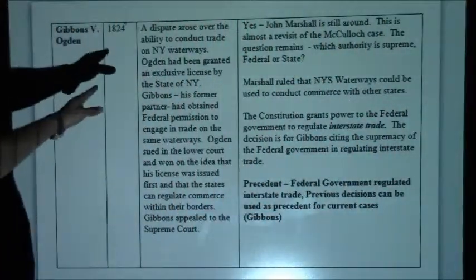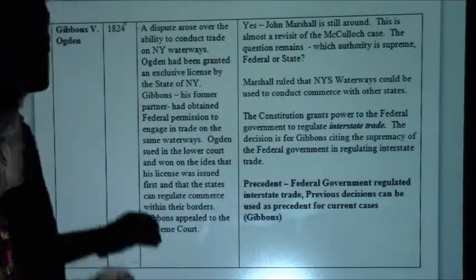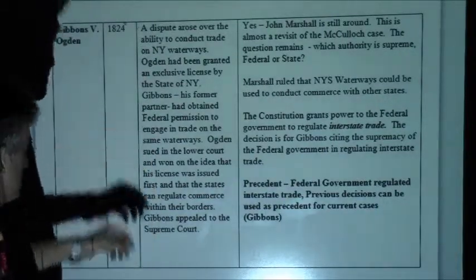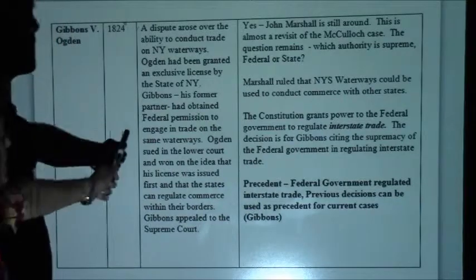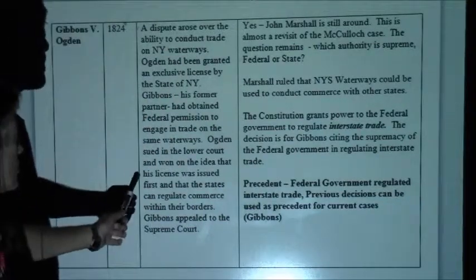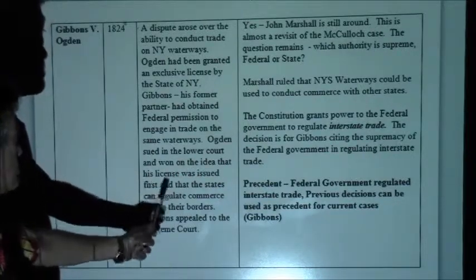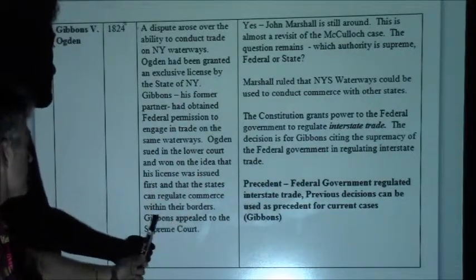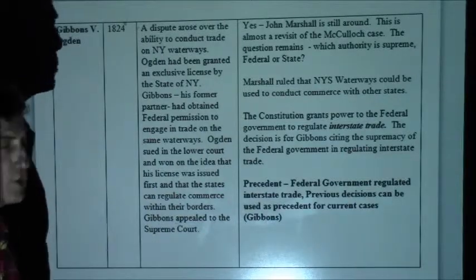So, a dispute arose over the ability to conduct trade on New York waterways. Ogden had been granted an exclusive license by the state of New York. Gibbons, who had been his partner, had obtained federal permission to engage in trade on the same waterways. Ogden sued in the lower court and won on the idea that his license was issued first and that the states can regulate commerce within their borders. Gibbons appealed to the Supreme Court.